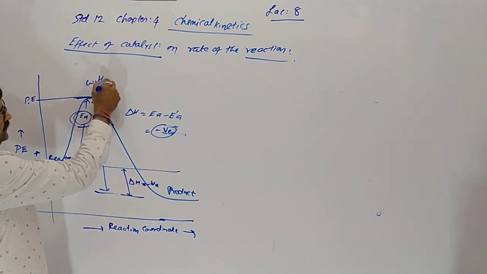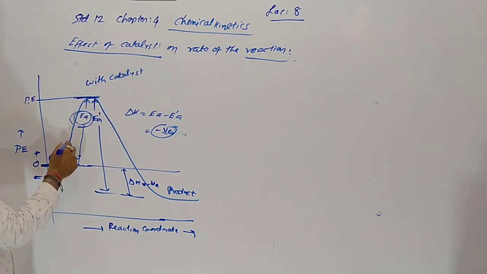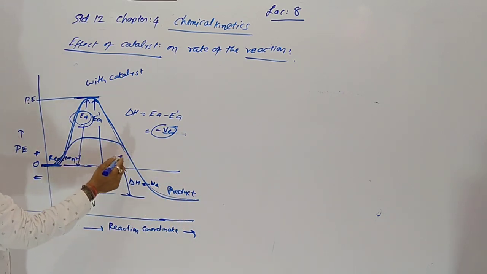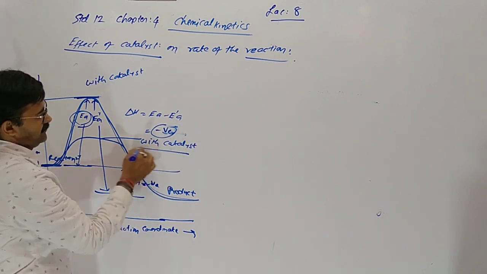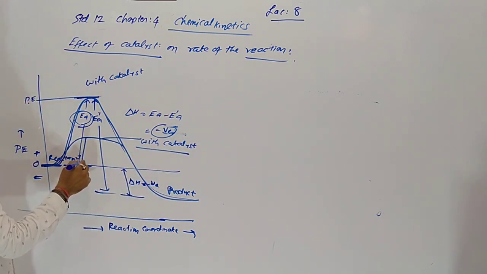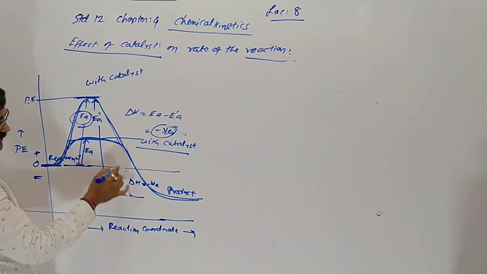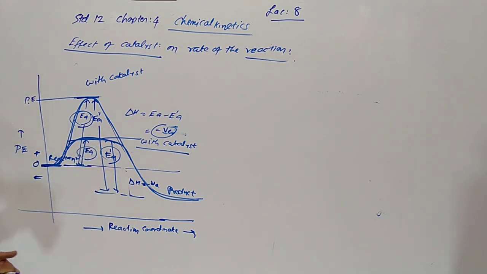Now this graph is without the catalyst. So the path of reaction is like this. If we are using any catalyst, with catalyst, what happens? You can see activation energy decreases. So the reaction became faster. EA decreases and E dash A also decreases. So the catalyst decreases activation energy and the reaction became faster.